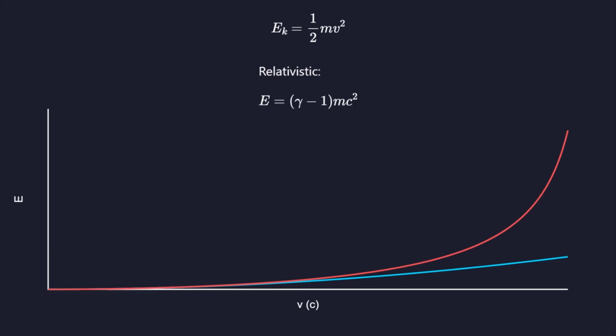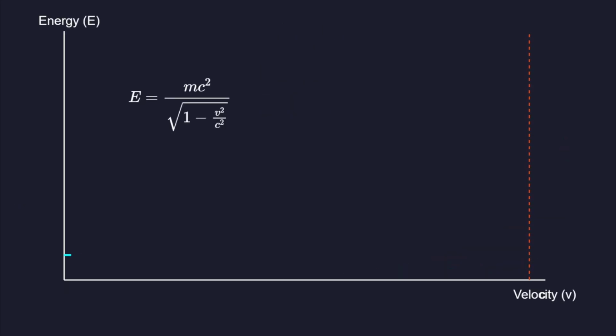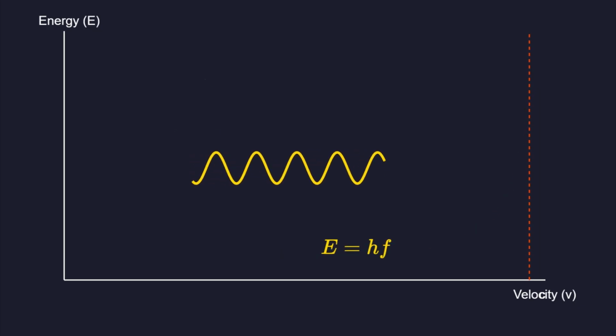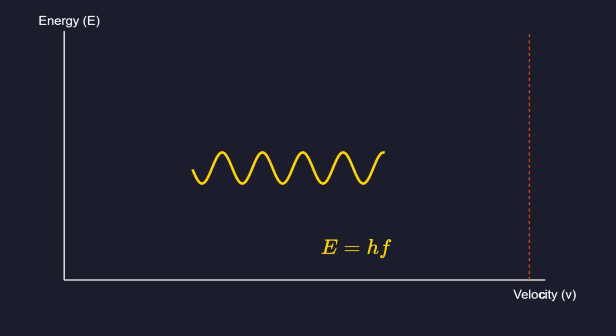Classical kinetic energy is 1/2 mass times velocity squared. The relativistic version is the total energy minus the rest energy. This formula approaches infinity at the asymptote, showing why classical physics fails at high velocities. For particles with mass, energy is finite only if velocity is less than the speed of light.